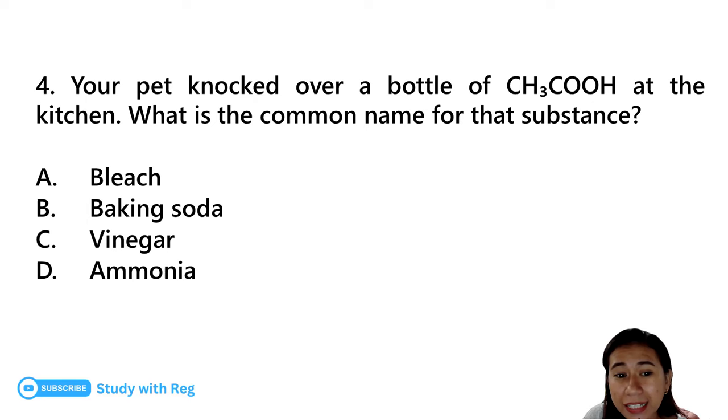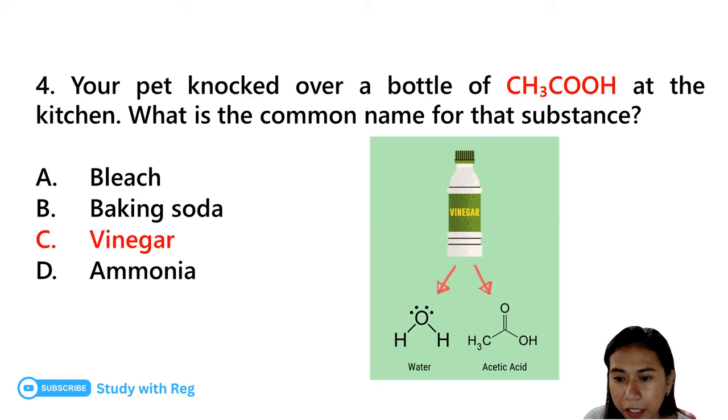Yung CH3COOH. Now, remember, yung vinegar natin, ito yung components ng vinegar. We have water and acetic acid. Now, vinegar is usually mga around 4 to 7% lang yung acetic acid. Okay? And it's mainly water. That's acetic acid, CH3COOH, okay? Vinegar. Now, let's proceed to the next slide.